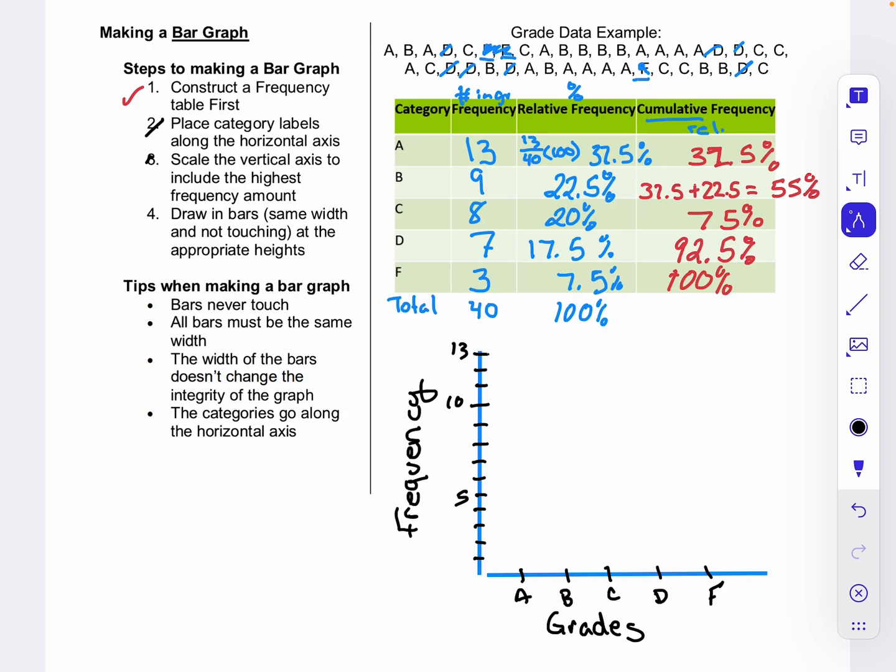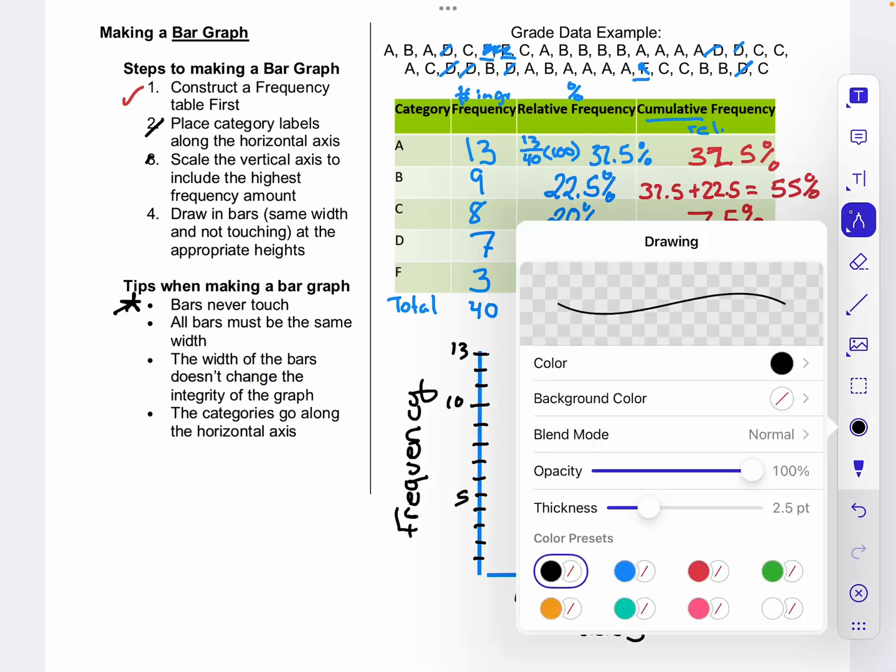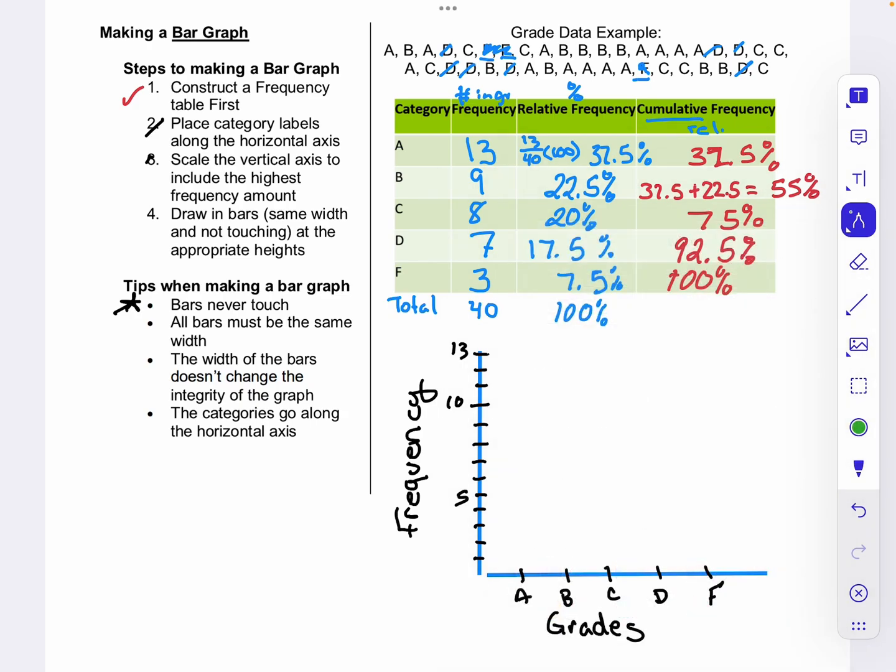They need to be about the same width, and they shouldn't touch. That's a key thing to keep in mind with bar graphs: our bars never touch. We want to make them the same widths. If you make them different widths, that becomes a misleading graph. And it really doesn't matter how wide you make each bar. It's really up to you. I like to keep them all the same color if they're all describing the same quantity.